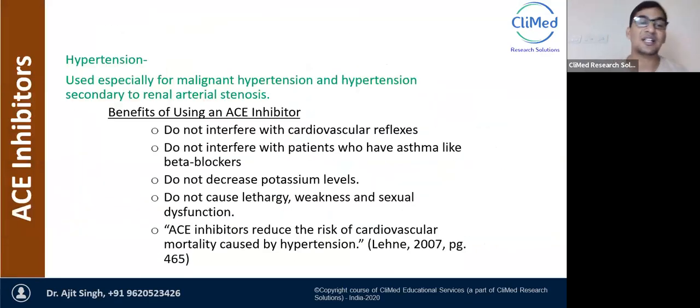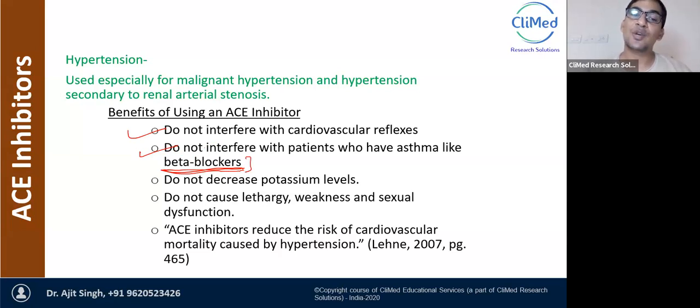So the first drug category is our ACE inhibitors. Usually, we use them in both primary and secondary hypertension. Okay, ACE inhibitors can be used in both types of hypertension, doesn't matter. And a benefit of using ACE inhibitors is that they do not interfere with your cardiovascular reflexes. Okay, they do not interfere with patients who have asthma, like beta blockers, which are restricted in patients with asthma. Beta blockers can aggravate the symptoms of asthma.